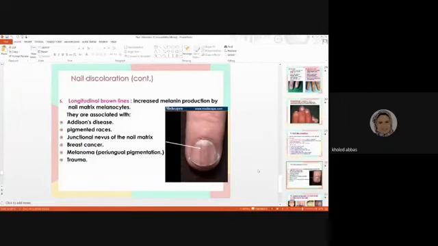Also, other discoloration we can find: longitudinal brown nail, which is due to increased melanin production from the nail matrix melanocytes. We can find it in Addison disease, in pigmented races, Africans, junctional nevus of the nail matrix, breast cancer, melanoma of the nail, periungual pigmentation, a condition known as Hutchinson sign, and trauma.